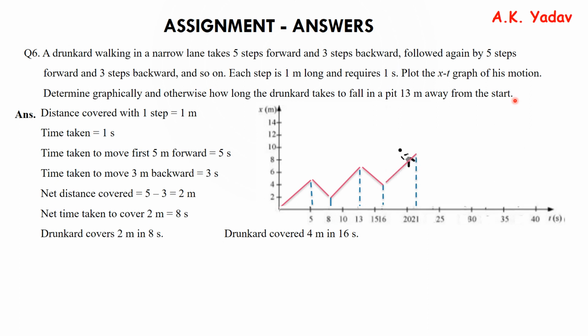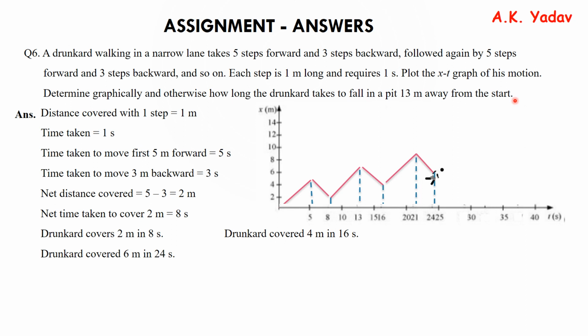Then 5 steps forward, that will give him 21 seconds. Then 3 steps backward, that will give him 24. So 6 meter in 24 seconds. Then again 5 steps, that will give him 29 seconds. Then 3 steps backward, that will give him 32. So 8 meter in 32 seconds.